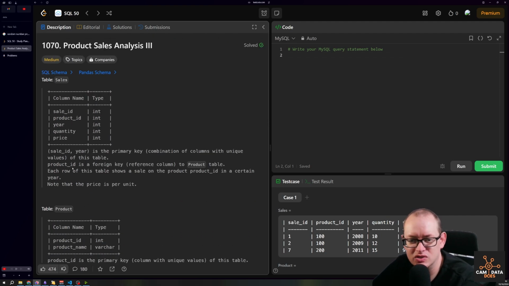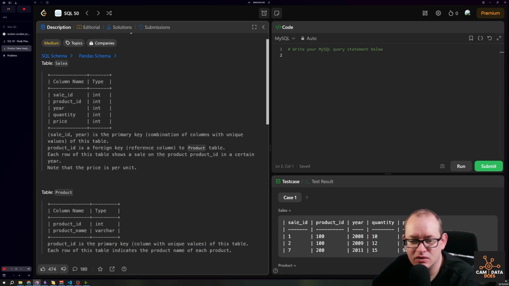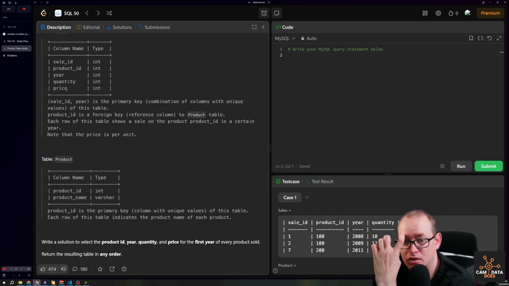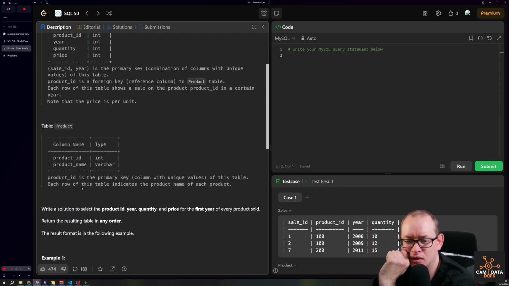So we're going to have to do some kind of join. We've got sale ID and year as the primary key combination. Product ID is a foreign key, so product ID goes to the product table. Each row of this table shows a sale on the product ID in a certain year. Note that the price is per unit. So this price is for every individual unit. Each row of this table indicates the product name of each product.